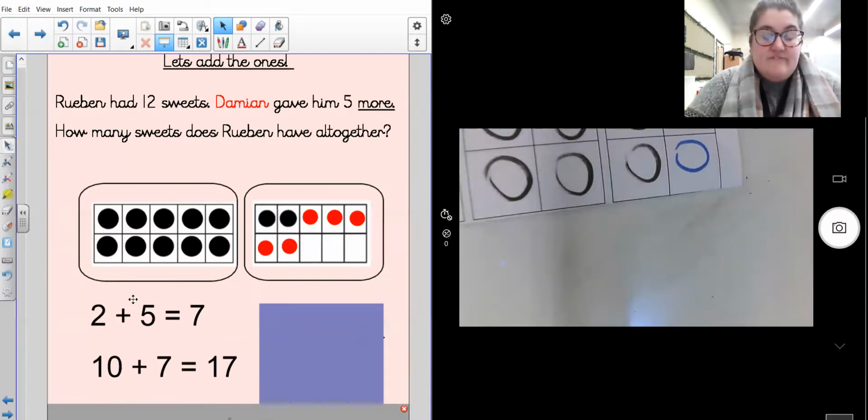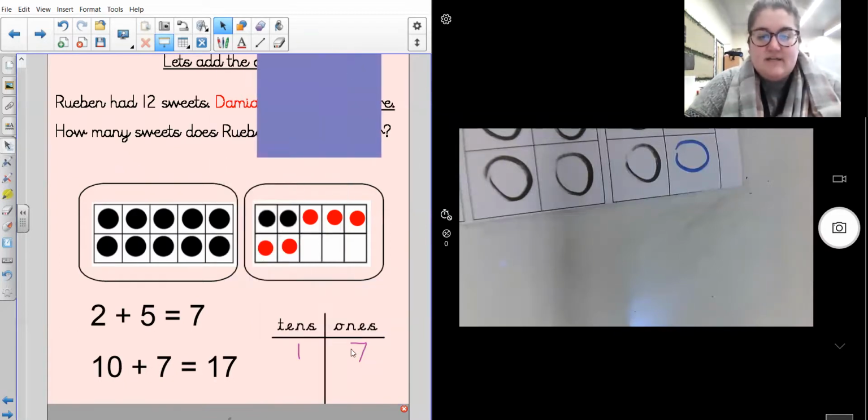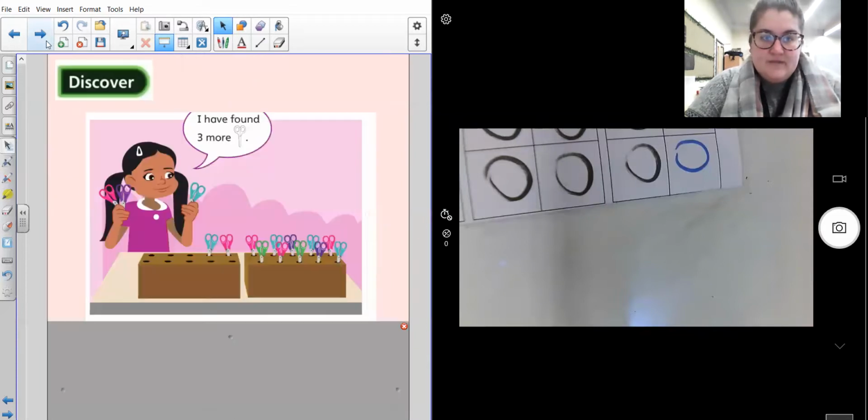Here we go. So the first thing I did here was step 1, add 2 and 5 more is 7, and then I added the 10s. 10 add 7 is 17. And again, I've used my place value grid to help me. So let's have a go at this one.